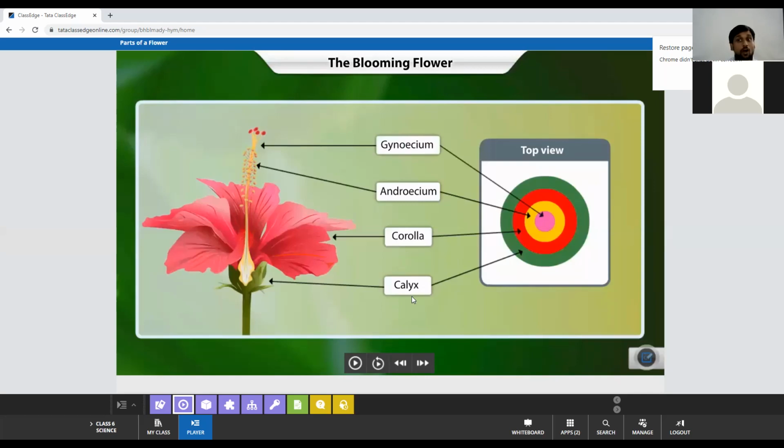Now, tell me guys, how many floral parts are there? 4, sir. What are they? Calyx, corolla, androecium, and gynoecium. Good. So there are 4 whorls: calyx, corolla, androecium, and gynoecium. Now let us continue our session.